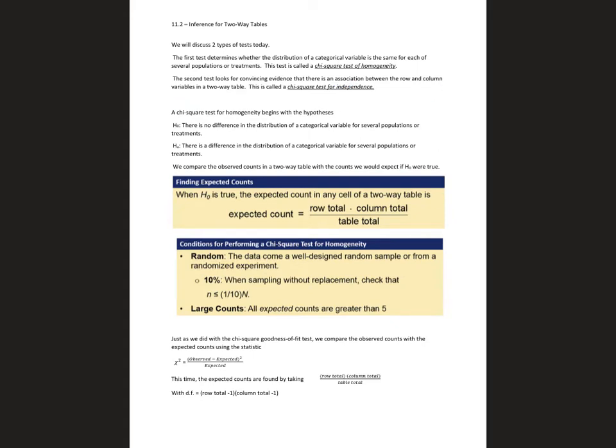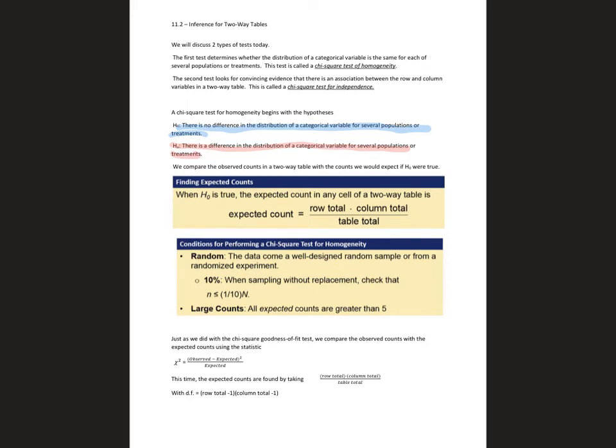A chi-squared test for homogeneity begins with the following hypotheses. These are important to know. The null is that there is no difference in the distribution of a categorical variable for several populations or treatments, and the alternative will be that there is a difference in the distribution of a categorical variable for several populations or treatments.